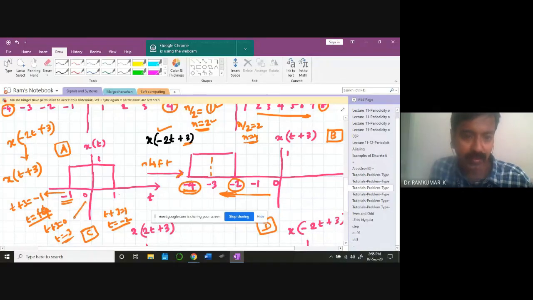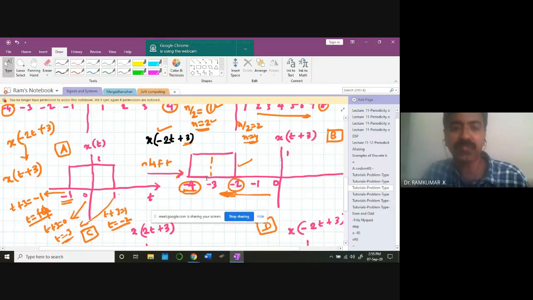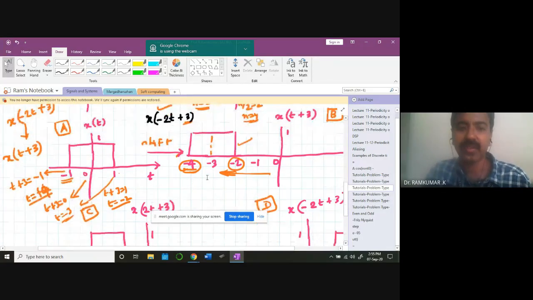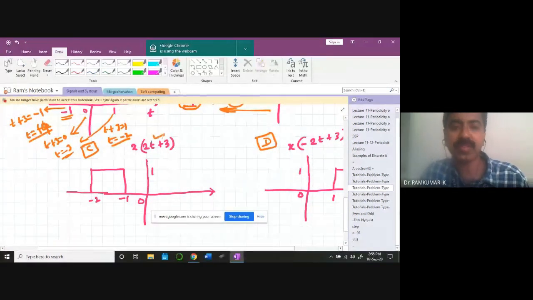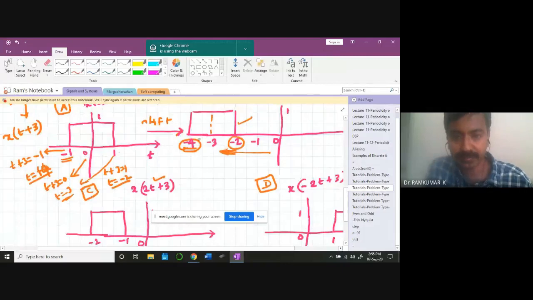And then I am equating this point, and then this point. Slowly do it, easily you can get it comfortably without committing any error. Once you shift it, then you go for scaling. What is the scaling? 2t plus 3 I am doing. So naturally if I do 2t plus 3 for this waveform, it will become minus 2, minus 1. So that's what the waveform is.